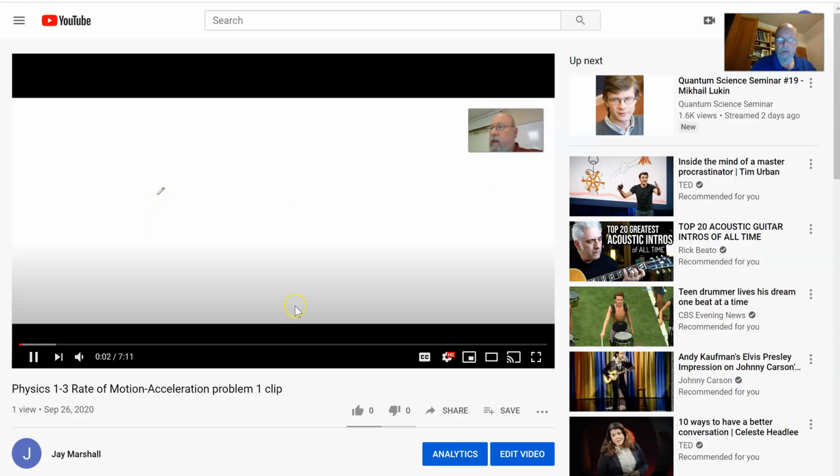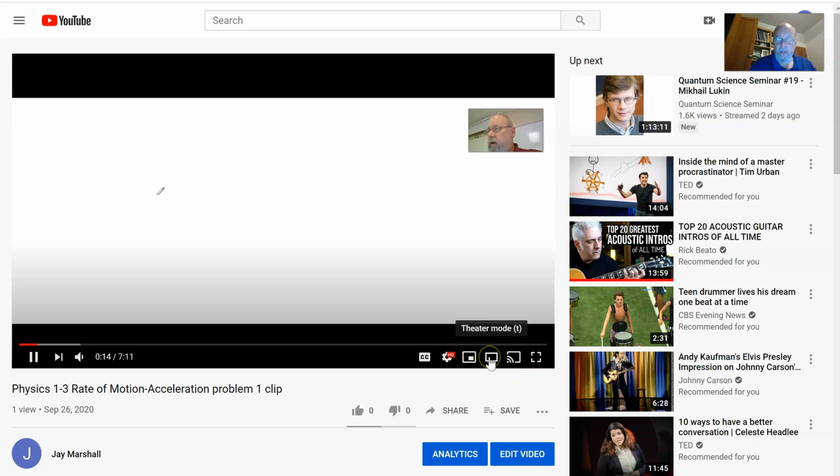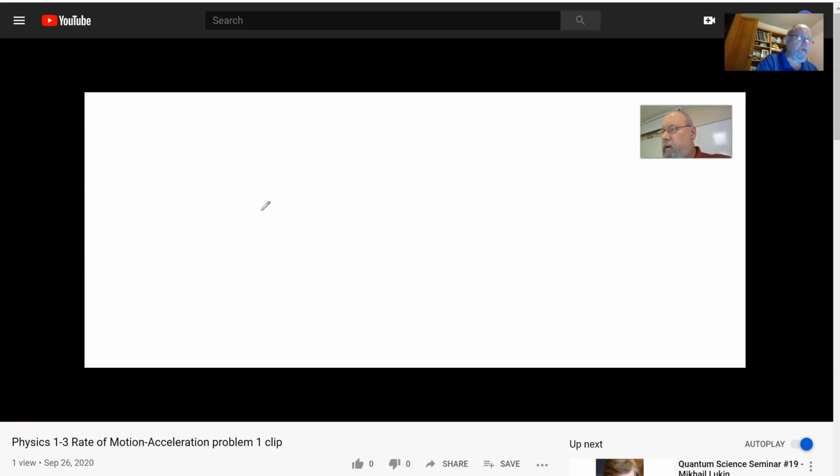Okay, so this is a clip for the first problem in the 1-3. Actually, it's probably best to watch it in theater mode. Discussion. So we've got a problem where a car accelerates on a straight road from rest to 75 kilometers per hour in 5.0 seconds. What is the magnitude of its average acceleration?